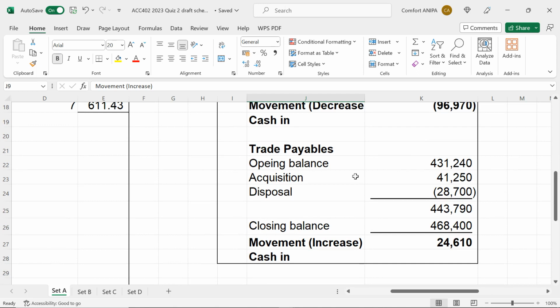And then in terms of the payable, payable being a liability, your opening payable, the acquisition will increase your payable, the disposal will reduce the payable, and so your net balance before the closing balance is 443. You can see that your payable is increasing. It is a cash inflow. What it means is you are getting an increase in liability, which means you are not using your cash, so you are retaining cash. So it is a cash in, and that is 2460.